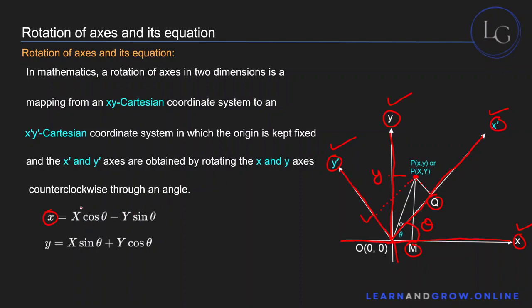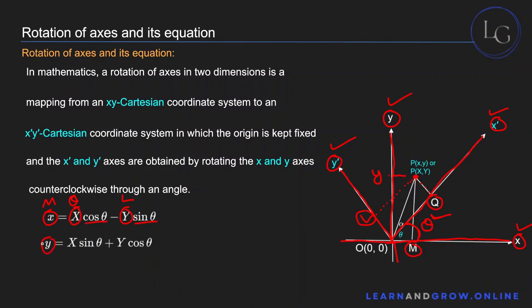So what you would do is take the new x value, which in this case is q, so q cos theta, the angle that you have rotated the whole axis by, minus the new y value, which in this case is L, so L sine of the same angle theta. And this will give you the x value in the old axis, which in this case is m.